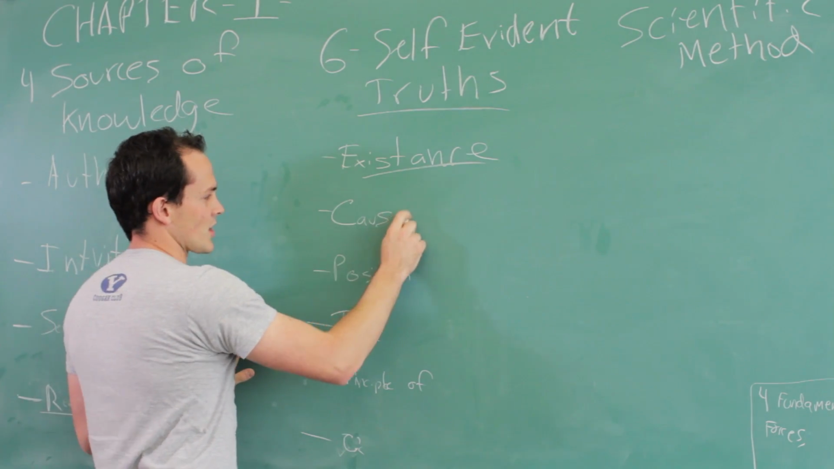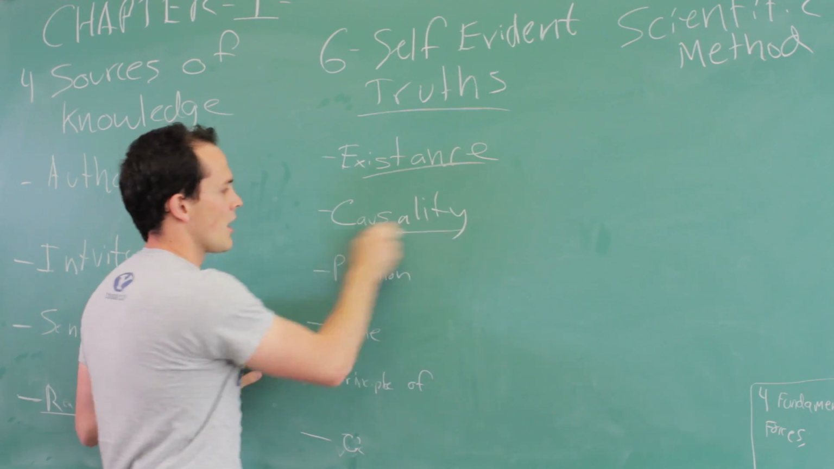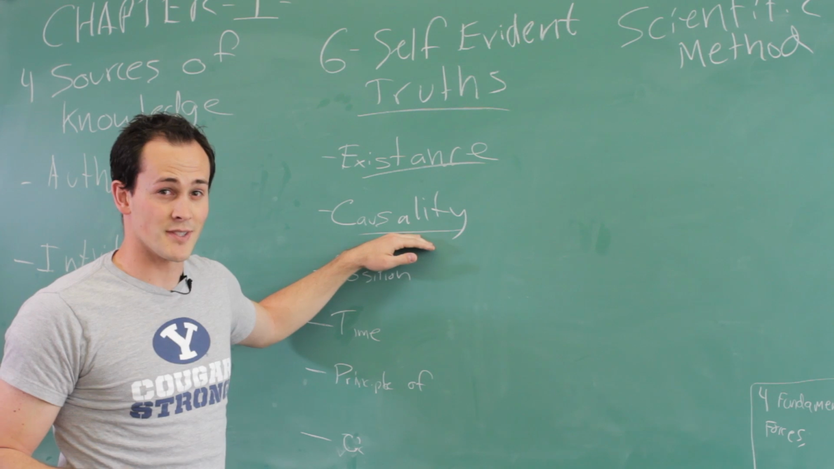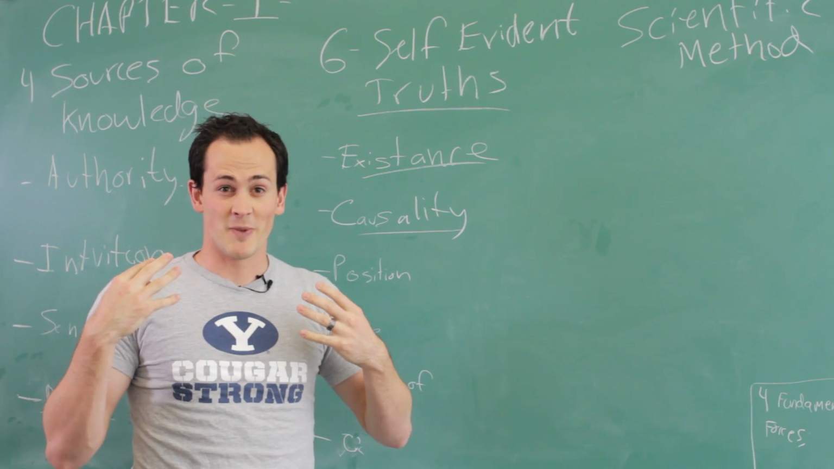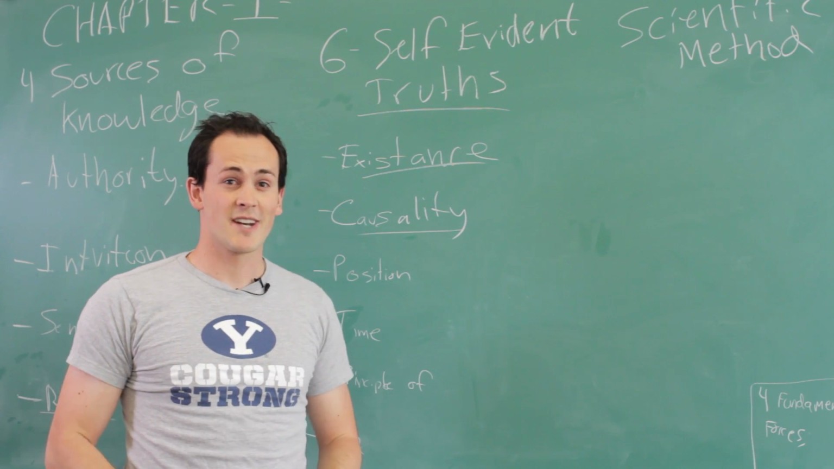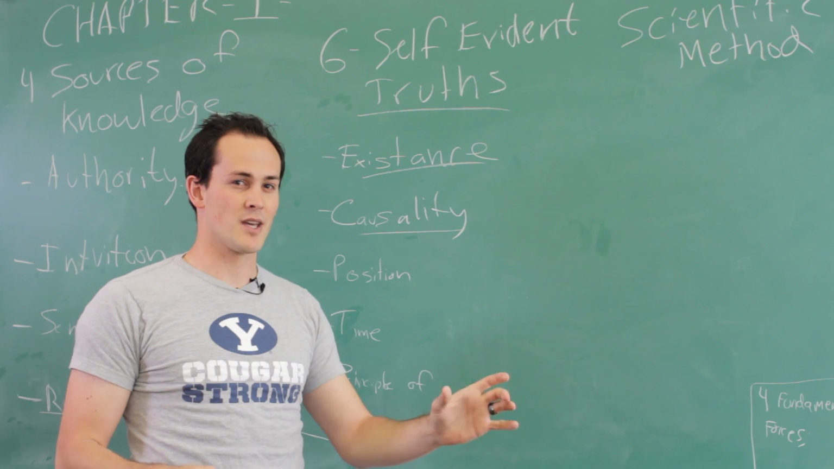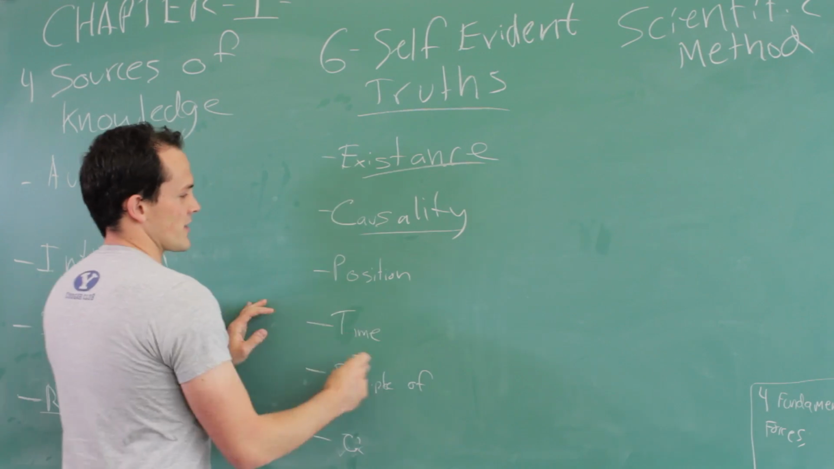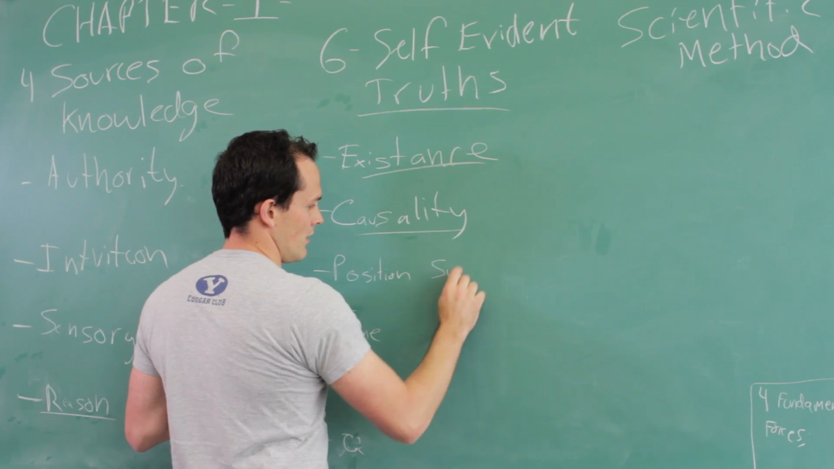From there we move on to causality. Cause and effect relationships. So you can apply this to a variety of situations. For example, if somebody punches me, I am probably going to get a bruise. That is causality. That is knowing that one thing leads to an effect of something else. Our third thing would be position symmetry.